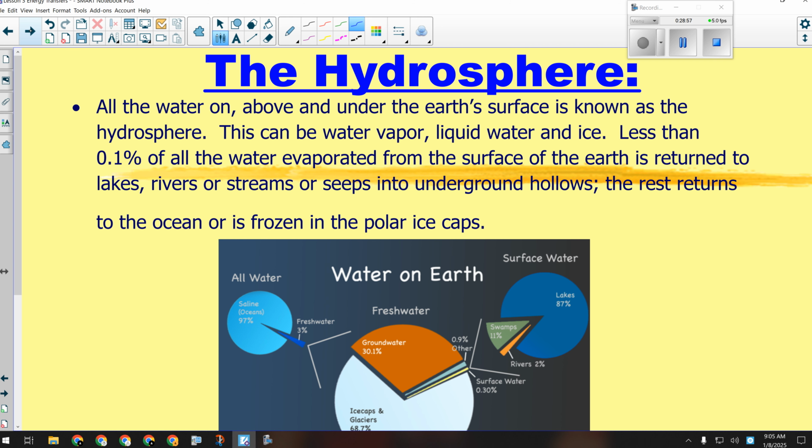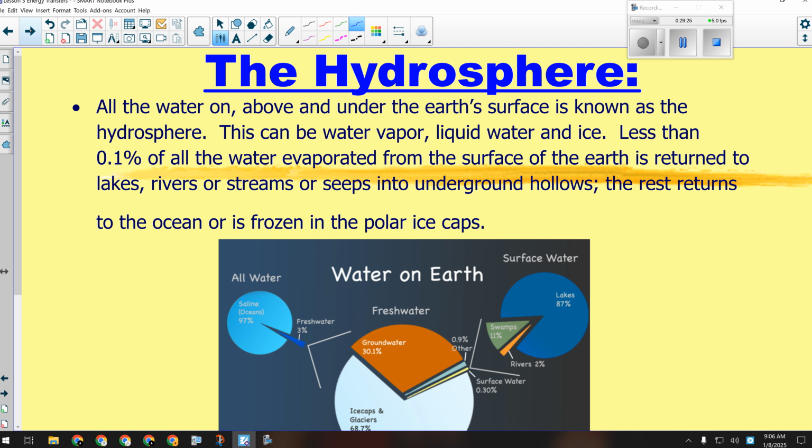Okay, so the hydrosphere is all the water above, on, or under the Earth's surface. It could be water vapor, liquid water, or ice. It can also be groundwater, which is still liquid water, but is under the ground. If you have a well at home, you are tapping what's called an aquifer, that's groundwater. Actually, much of our drinking water in Okotoks also comes from groundwater from wells.